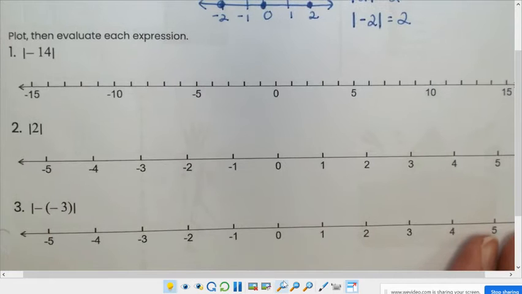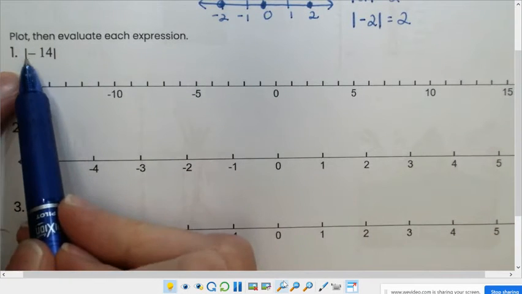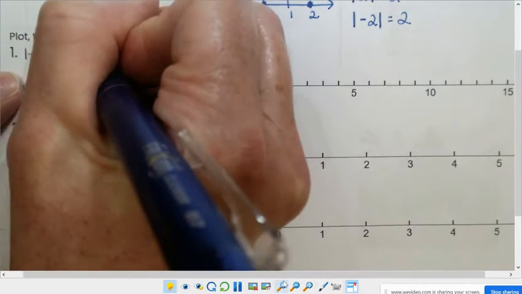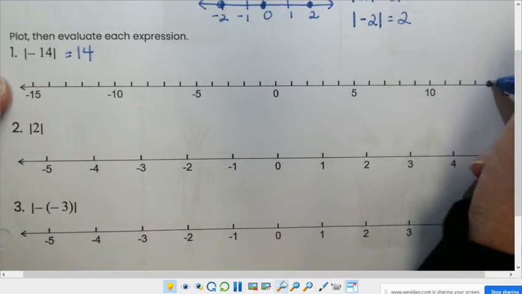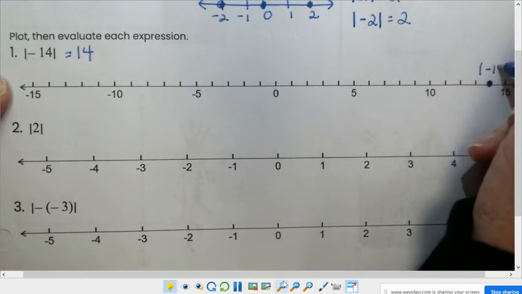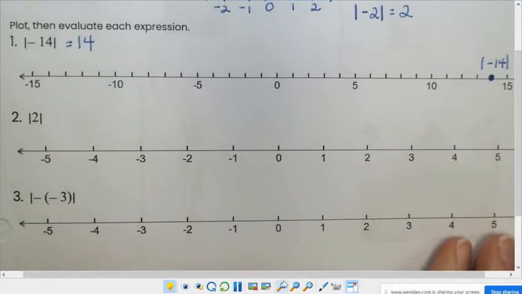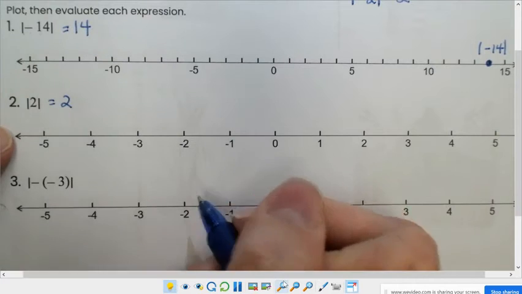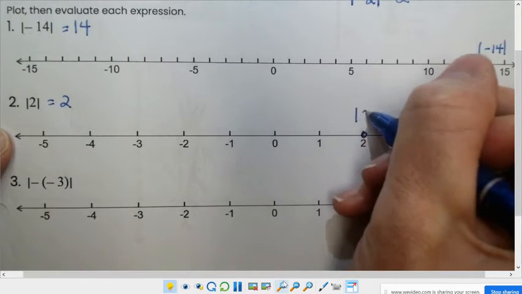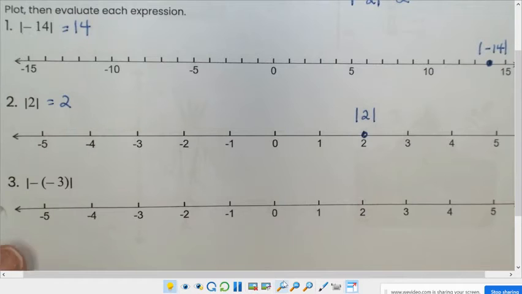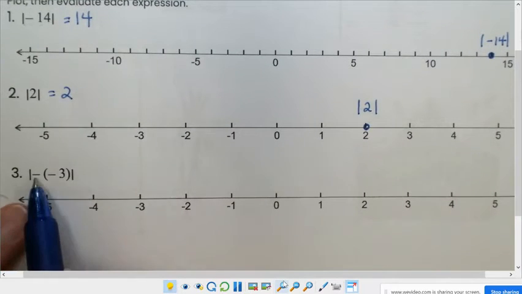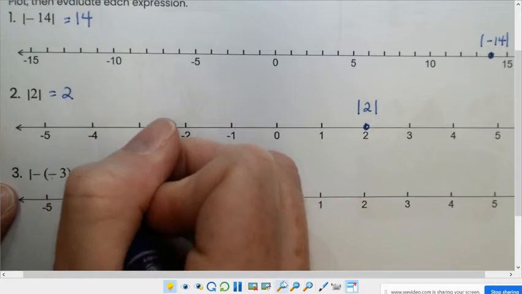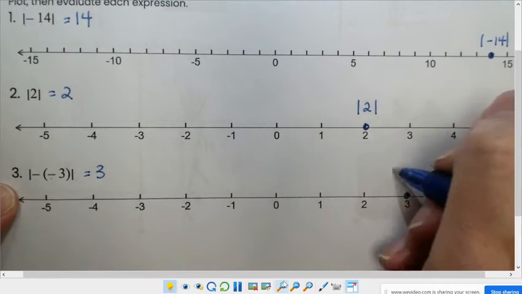So if I'm looking at these expressions, if I have the absolute value of -14, well, that's the distance that -14 is from 0. So that would be 14. So it'd be +14. So I would put that over here on my number line then. If I'm looking at the absolute value of +2, that's just going to be 2 places from 0. So that would be right here. And then if I'm looking at the absolute value of the opposite of -3, well, everything inside those absolute value signs is positive, so that would just be 3.